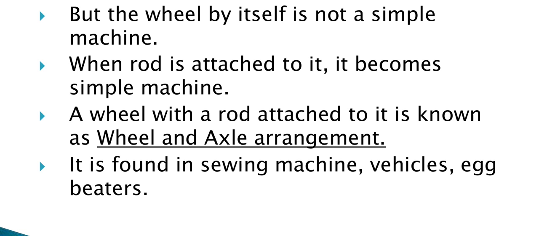A wheel with a rod attached to it is known as a wheel and axle arrangement. In many big machines also, you will see wheel and axle arrangements. See that car, the car handle is also an example of a wheel and axle. In a sewing machine also, on the right hand side you can see that wheel, and it is attached to a rod inside. So when you work on it, the wheel and axle work together.